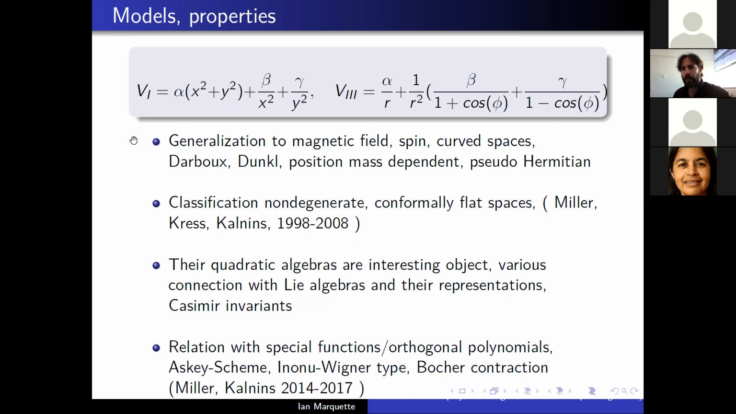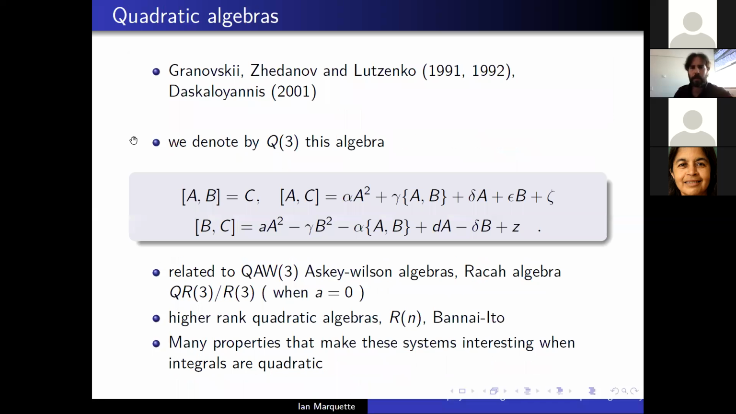But what can be understood from this work is that quadratic algebras play a role not only in obtaining the spectrum, but in the classification itself. And there is a connection with the full Askey scheme of orthogonal polynomials. So even in 2 dimensions, this is quite a rich structure.